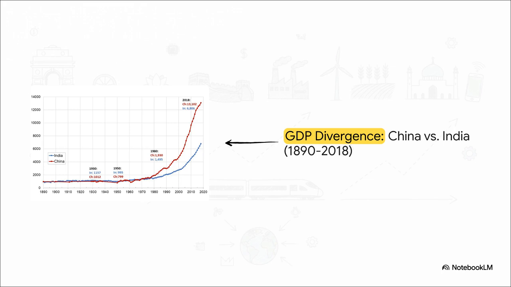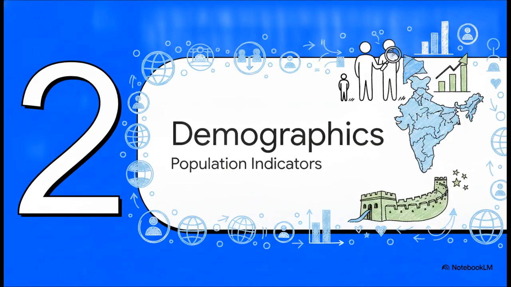For nearly a century, India and China were practically neck and neck in GDP per capita, right up until the late 1970s. But then, starting in the 1980s, China's economic trajectory violently pulled ahead of India's. Today, China's GDP per capita is vastly higher. So how exactly did they pull that off? To answer that, we need to look at Section 2, Demographic Indicators.